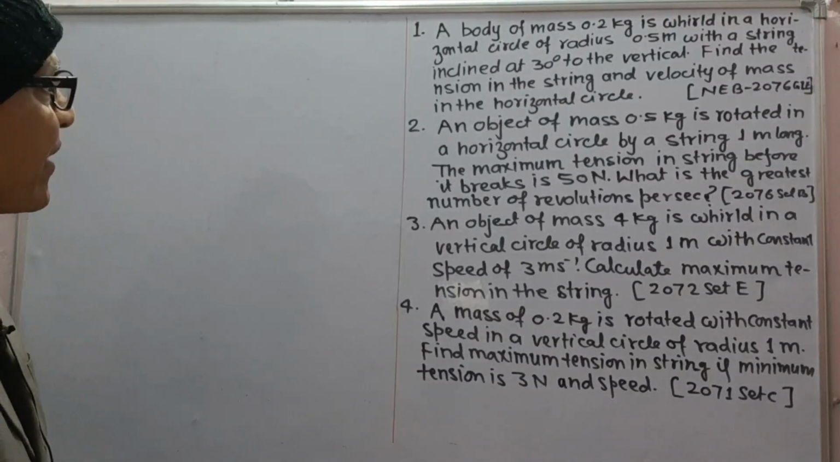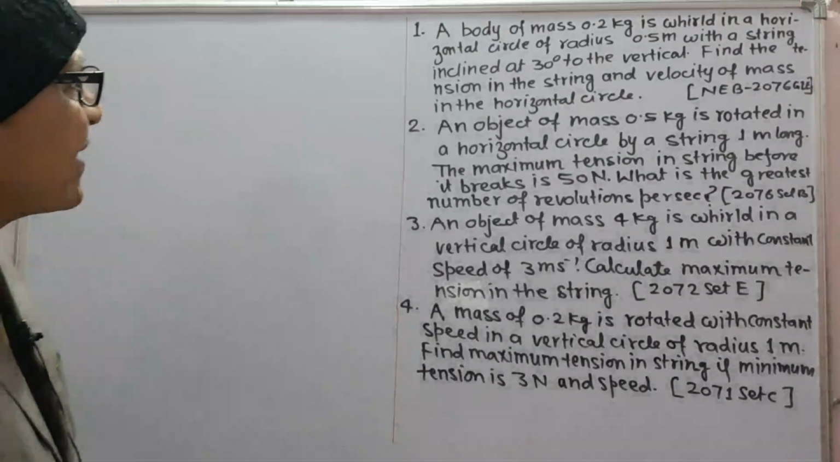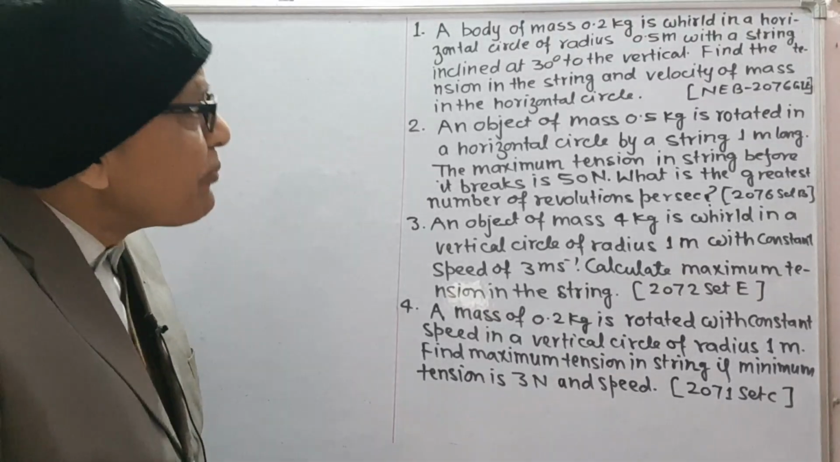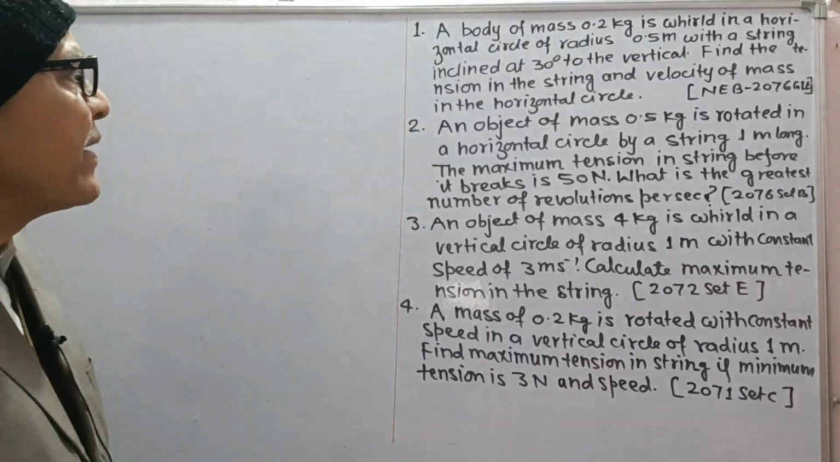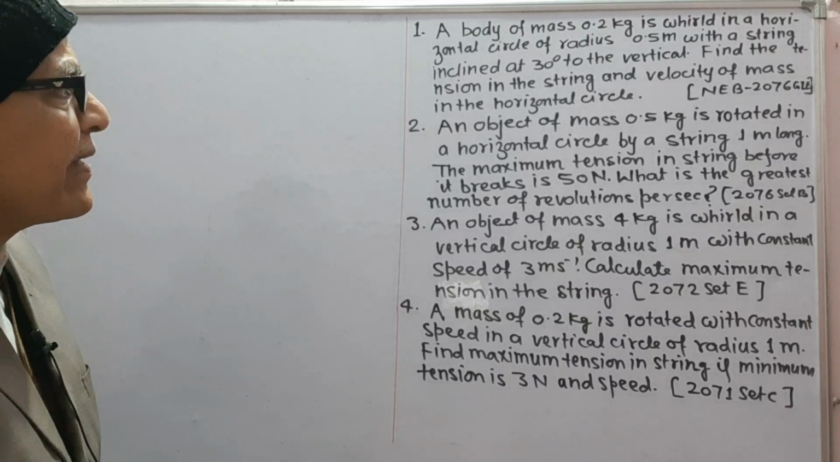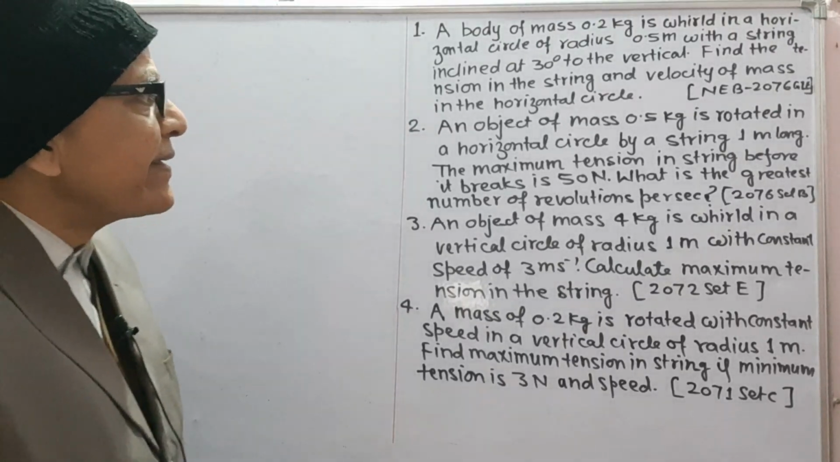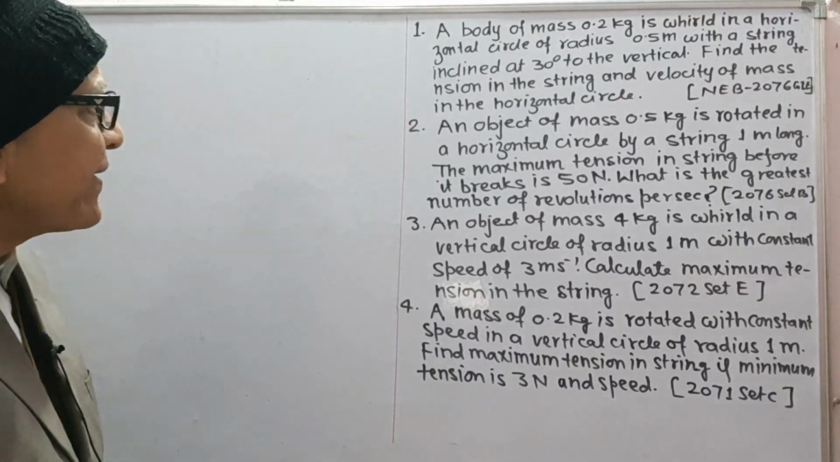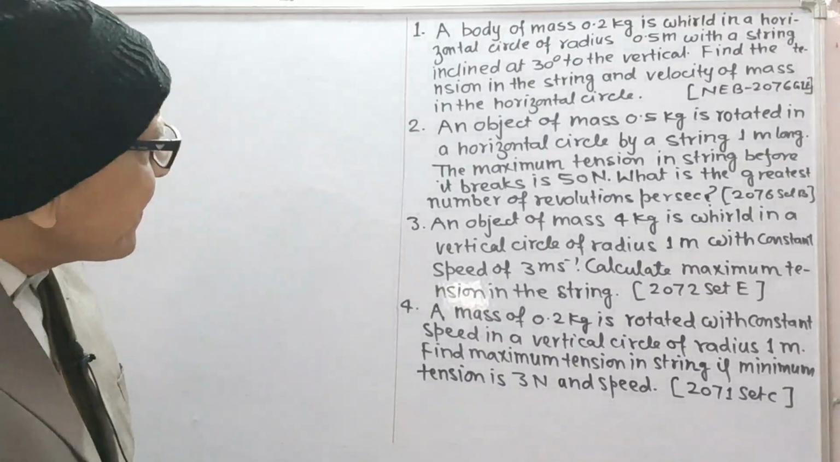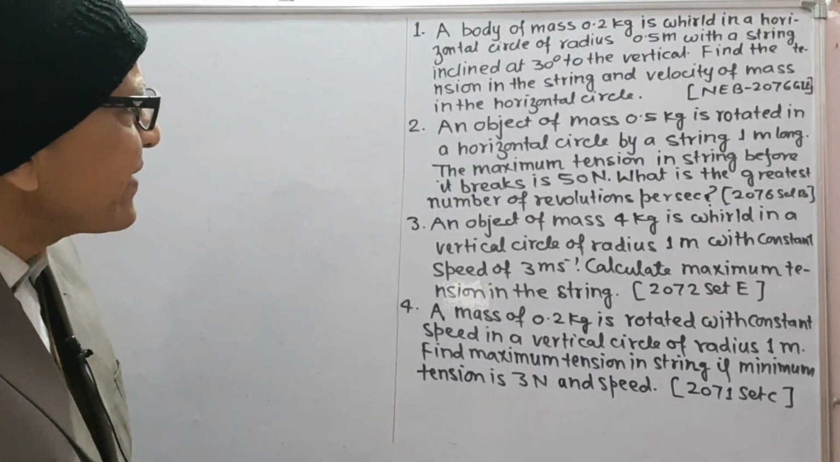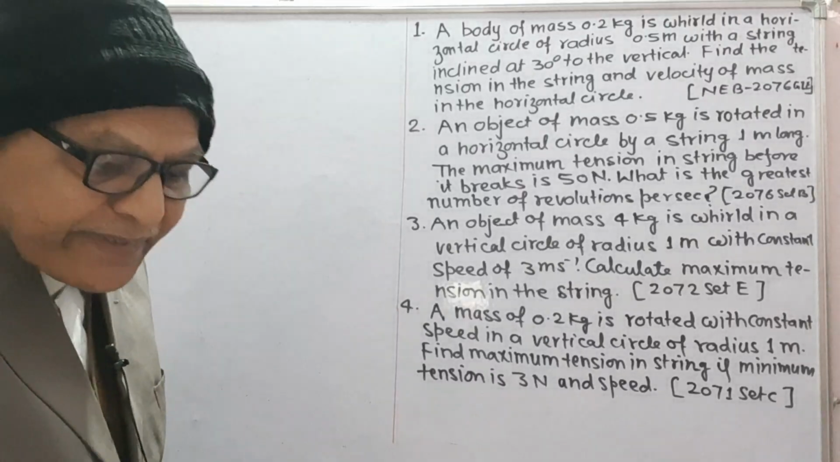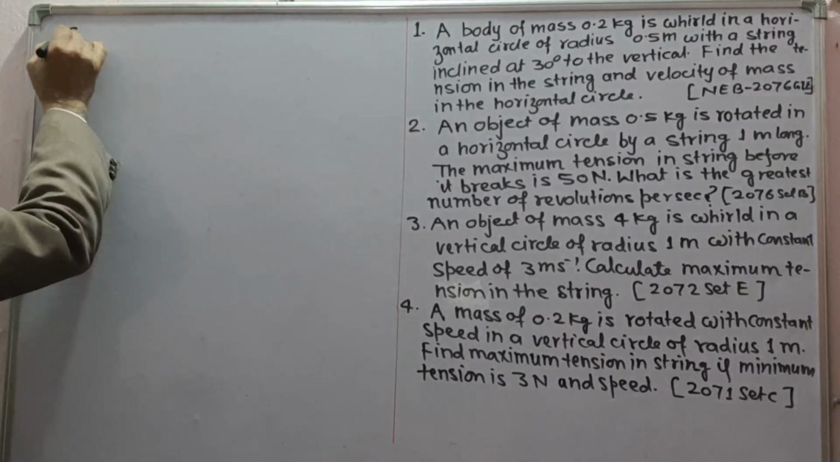Now question number 1. Question is, a body of mass 0.2 kg is whirled in a horizontal circle of radius 0.5 meter with a string inclined at 30 degree to the vertical. Find the tension in the string and velocity of the mass in the horizontal circle. Solution to question 1.